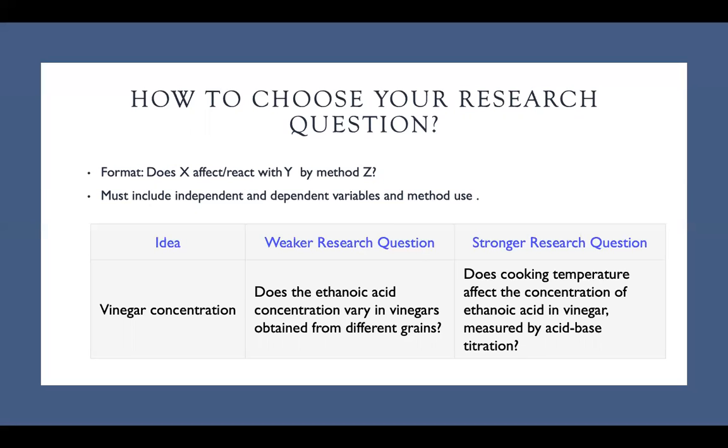So if you look at the stronger research question version of this idea, the question is: does the cooking temperature affect the concentration of the ethanoic acid in vinegar measured by acid-base titration? If you look at this version, you can see that there are variables, and the student also discusses the method used in this research question. So now you can see the differences between the weaker and the stronger question.